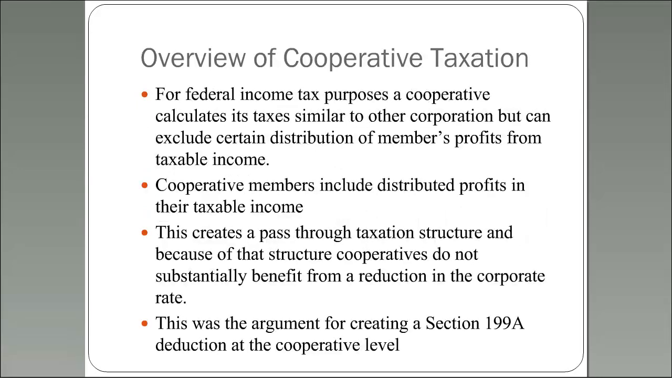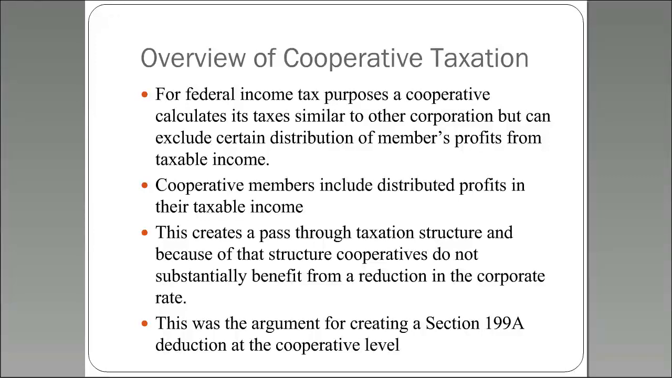So again, just a brief overview of co-op taxation: co-ops are taxed like any other corporation, but they can exclude distributions of members' profits from their taxable income. So we call those patronage refunds. And then the cooperative member includes those profits in their income. And so that creates a pass-through taxation. And the reason it's a pass-through is if you distribute all your income, you have no income left at the bottom line to be taxed just like any other corporation. So they get to that pass-through taxation a different way, but they can achieve that.